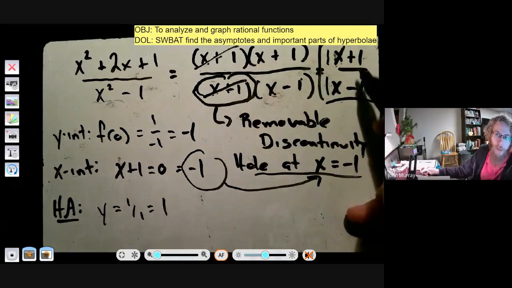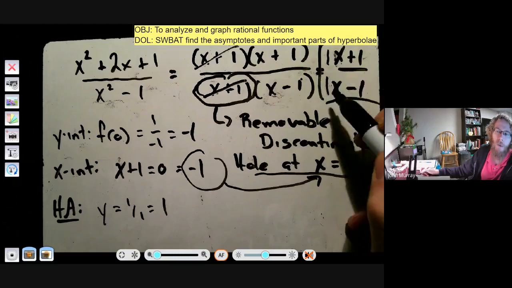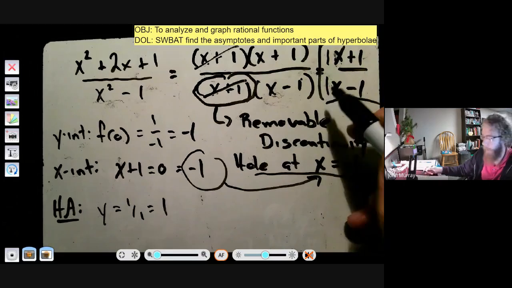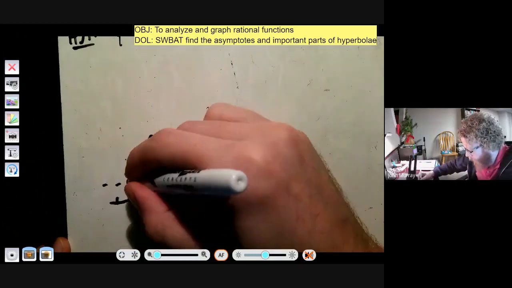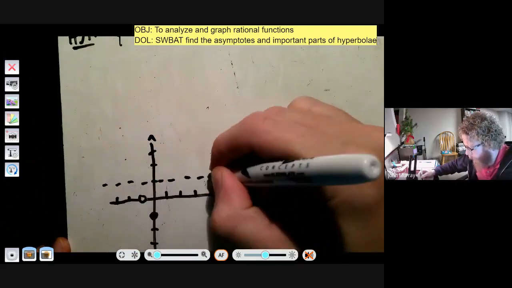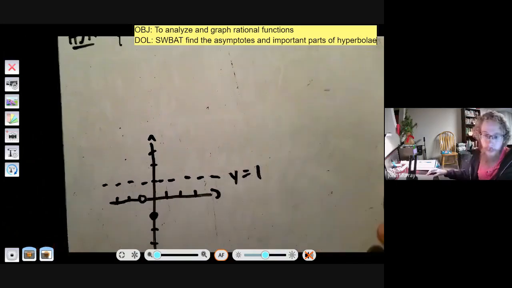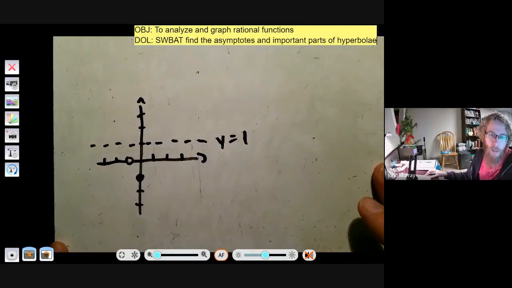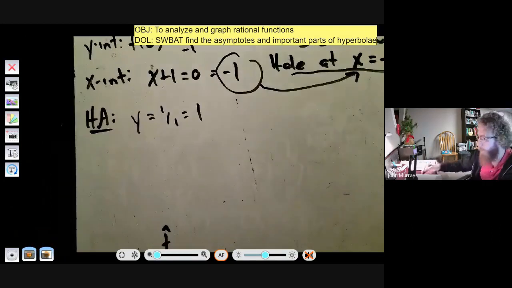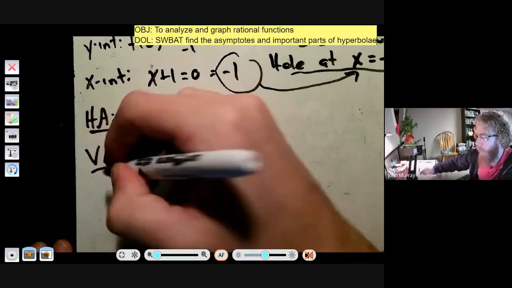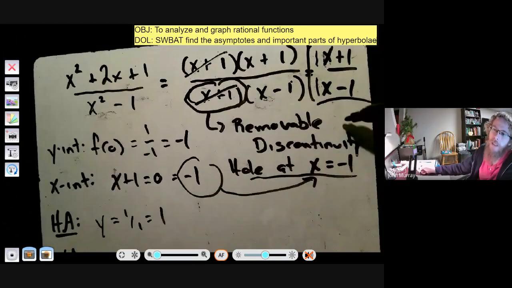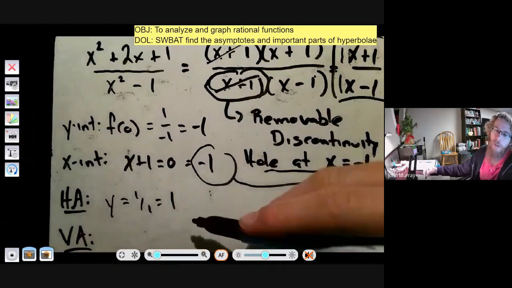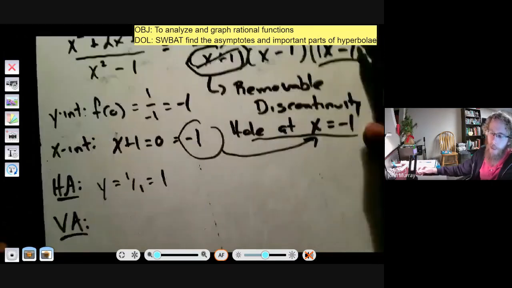All right, so be careful. You're not looking at the numbers back here. You're looking at the leading coefficients. So my horizontal asymptote is going to be y equals positive 1. All right, so I draw a dotted line that our graph won't cross there. Now I look at the vertical asymptote. Again, I have to focus on this simplified version. For the vertical asymptote, we look at the denominator.